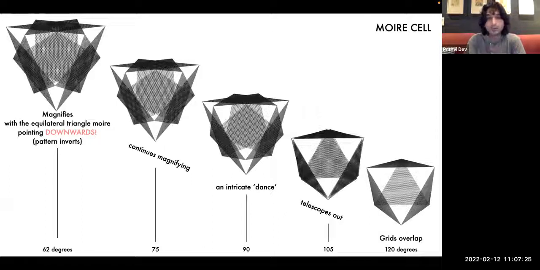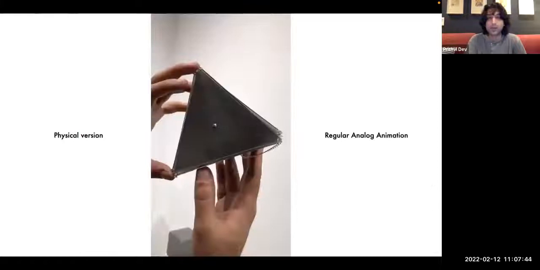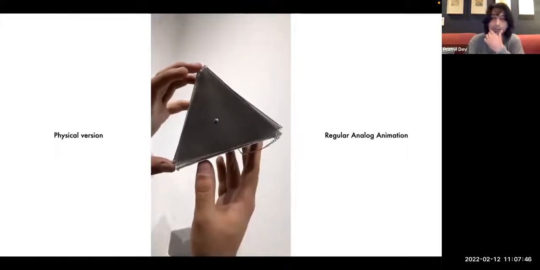So that, to me, is the simplest threefold pattern. I mean, I guess a tetrahedron is the simplest threefold pattern, but in terms of Moire and interference patterns, this would be a very simple pattern just made of equilateral triangles. And here's a physical version that I had made.